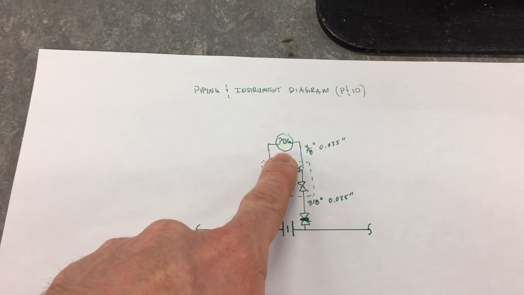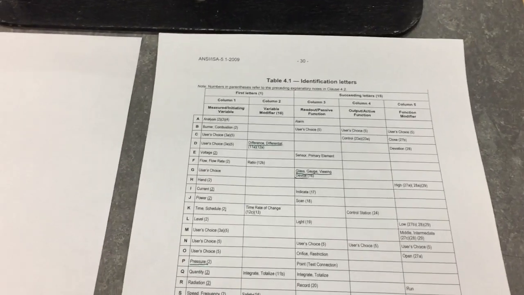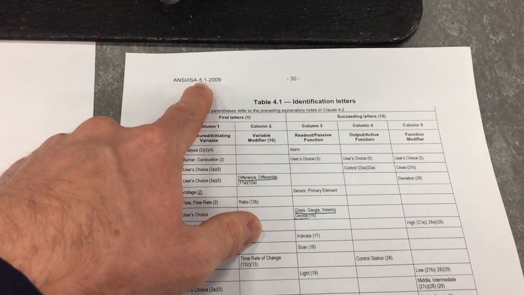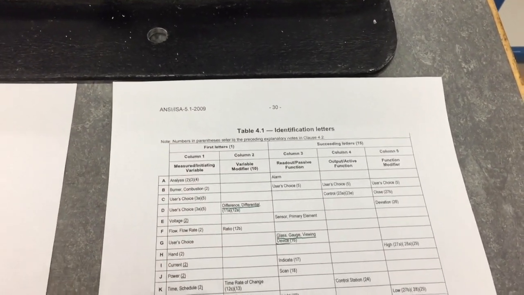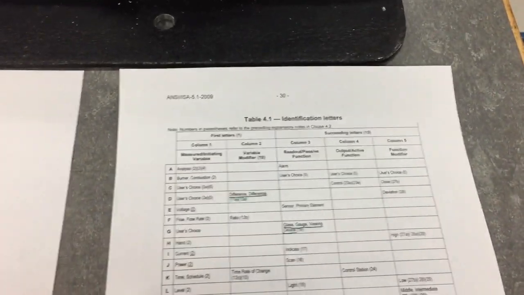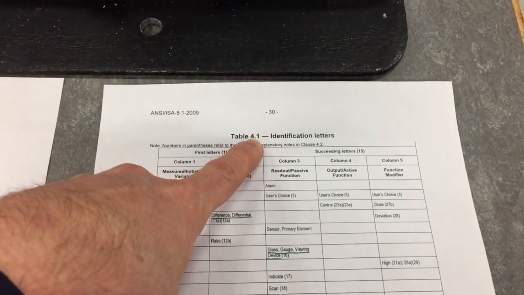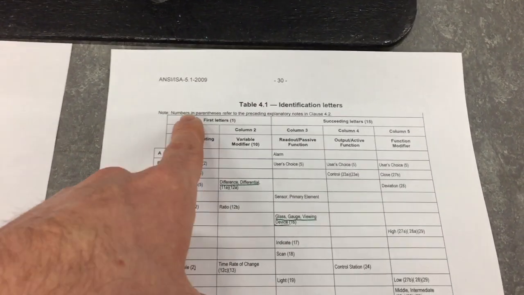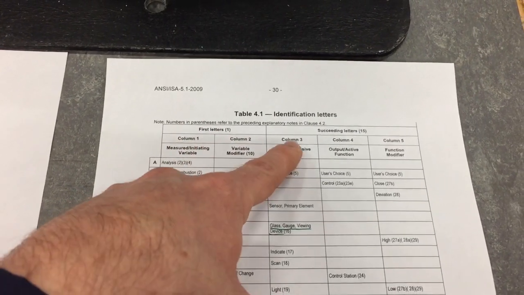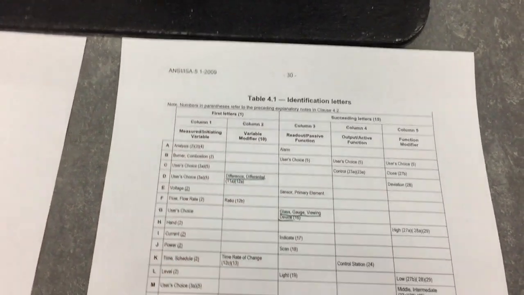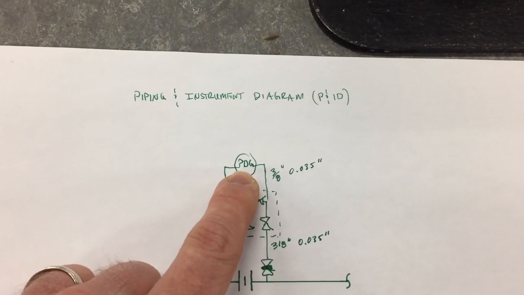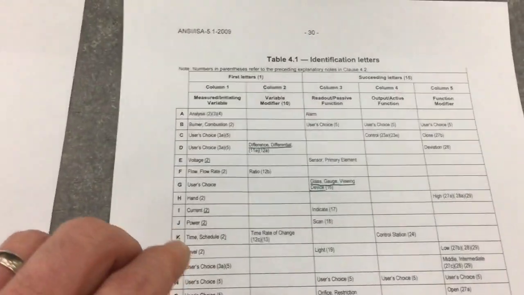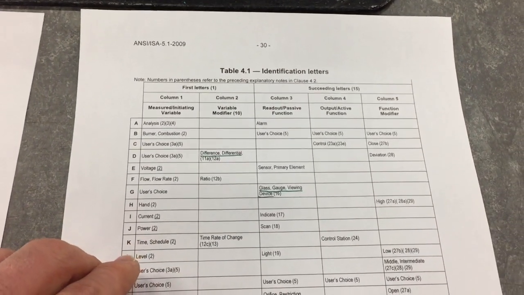Just to show you where these letters come from, I've got one page from a standard, ISA 5.1, version 2009. This is about a 150-page document, but I pulled out this table because this is where the identification letters come from. You can see table 4.1, identification letters. Up top we have our first set of letters, and then we have our second set of letters. Our first letters are the P and the D right there, and they're usually used to identify what the device is used for measuring.